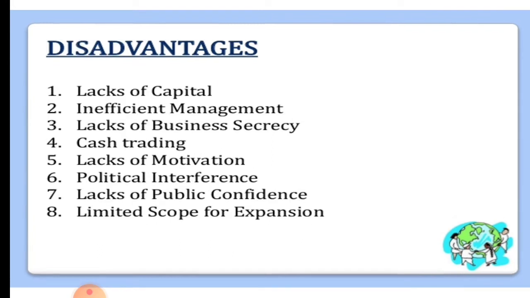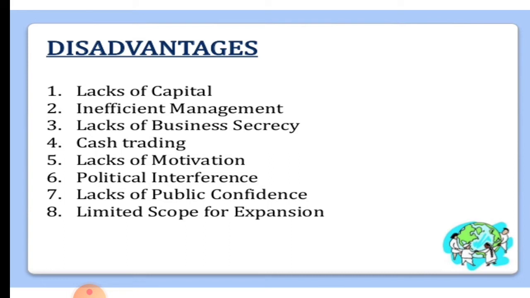So these are the disadvantages: lack of capital, inefficient management, lack of business secrecy, cash trading, lack of motivation, political interference, lack of public confidence, and limited scope for expansion. Now, let us see what lack of capital is, and how it functions as a disadvantage. Since cooperative societies have limited membership and are promoted by the weaker section, those living in rural areas especially, the membership fees collected is very, very low. Therefore, the funds available with the cooperatives are limited, and this is not enough for expansion of business.